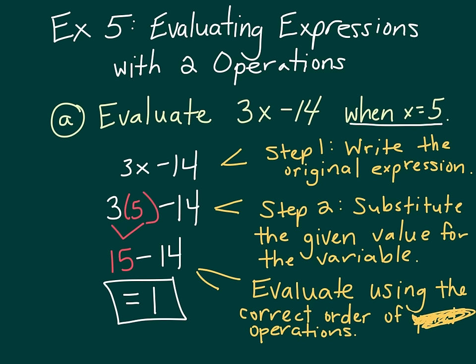And just to finish this off, these are the basic steps that we used, and I do want you to write them down for this first time so that you can come back to the steps as you're working on practice problems later, and make sure that you're following this exact same setup every time. So step 1, we always write the original expression, and this time it was 3x minus 14. Step 2, we substitute the given value. In this case, they told us that x equals 5 for that variable, so we rewrite the expression, but we substitute the x for the 5, and then leave the minus 14.